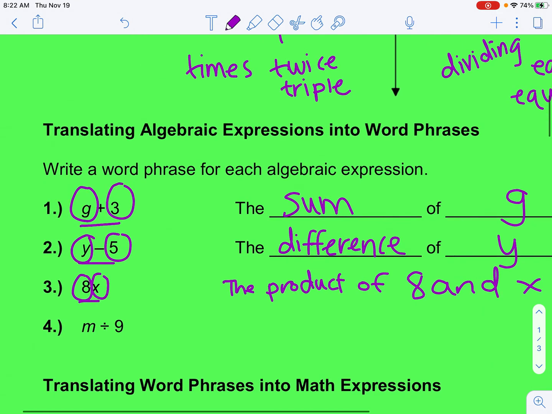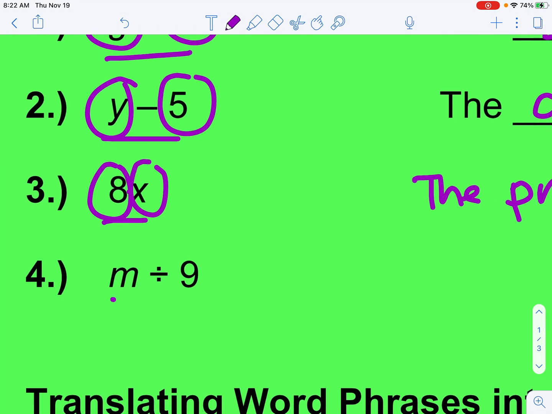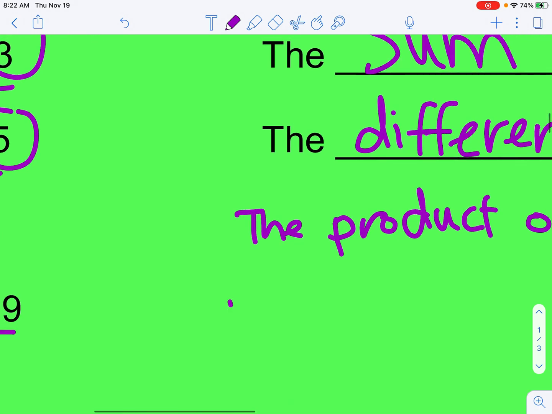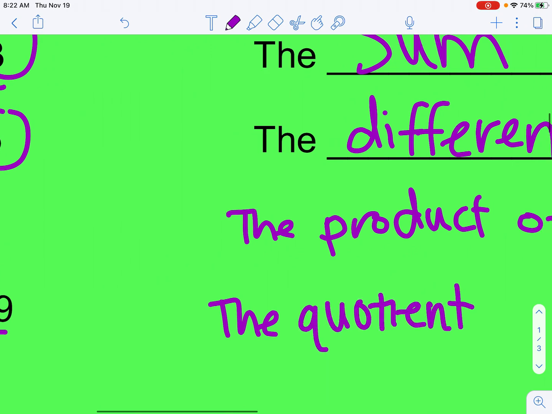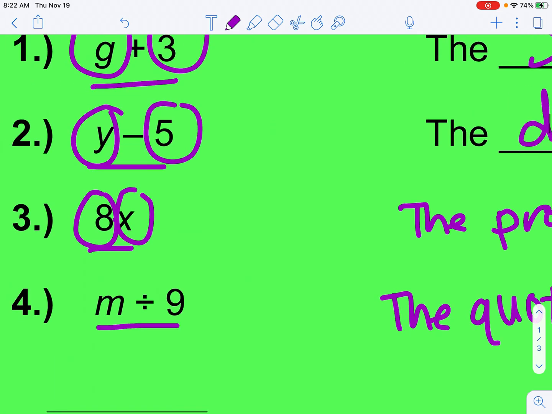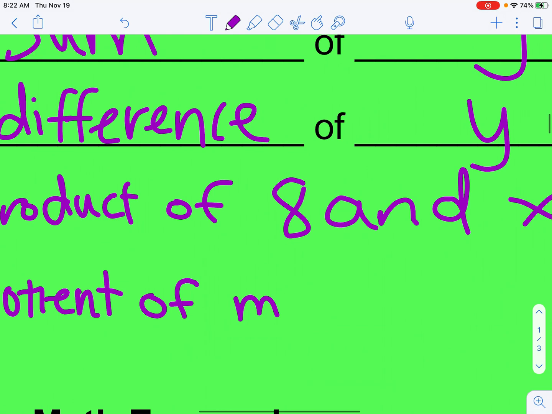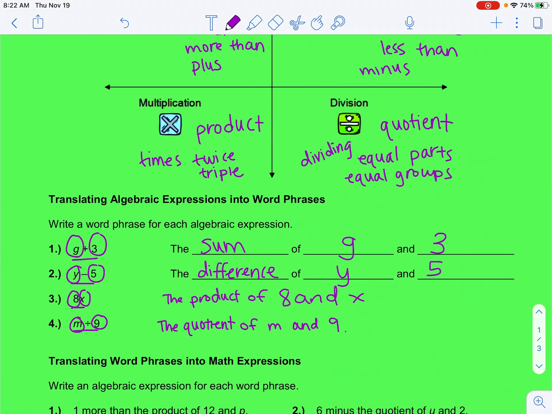Alright, and our last one. We have m divided by 9. I'm dividing. The answer to a division problem is the quotient. So we are finding the quotient of m and 9. Alright, and we have just translated algebraic expressions into word phrases. I hope that went okay. If you're still struggling, let me know and I will help you out with it.